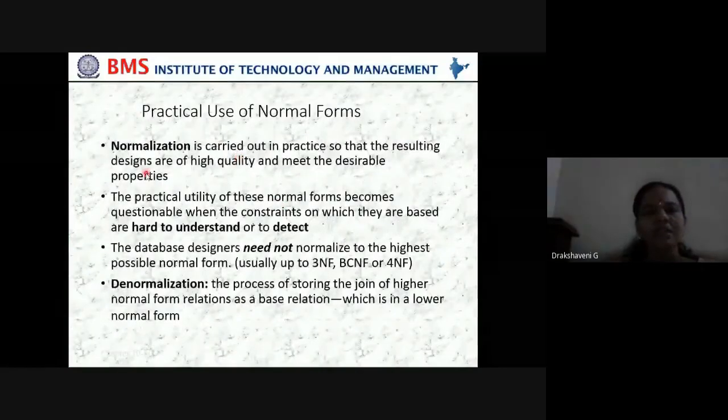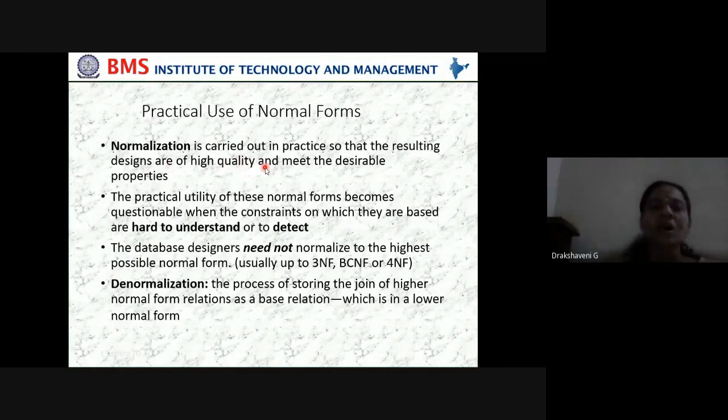Why do we practically use a normal form? Normalization, as we just told, means breaking up or decomposing a table into smaller ones, making a bad relation into a good relation. Orally we say so many things, but how does it practically work? Normalization is carried out in practice so that the resulting designs are of high quality and meet the desirable properties.